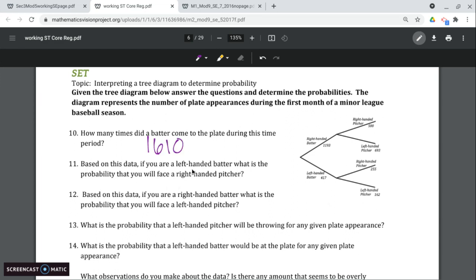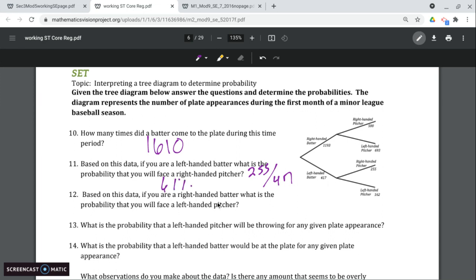Based on this data, if you are a left-handed batter, what is the probability you will face a right-handed pitcher? So we want left-handed batter with a right-handed pitcher, which is 255. So 255 out of all the total left-handed batters, 417. And so that's going to give you 61% when you divide that.